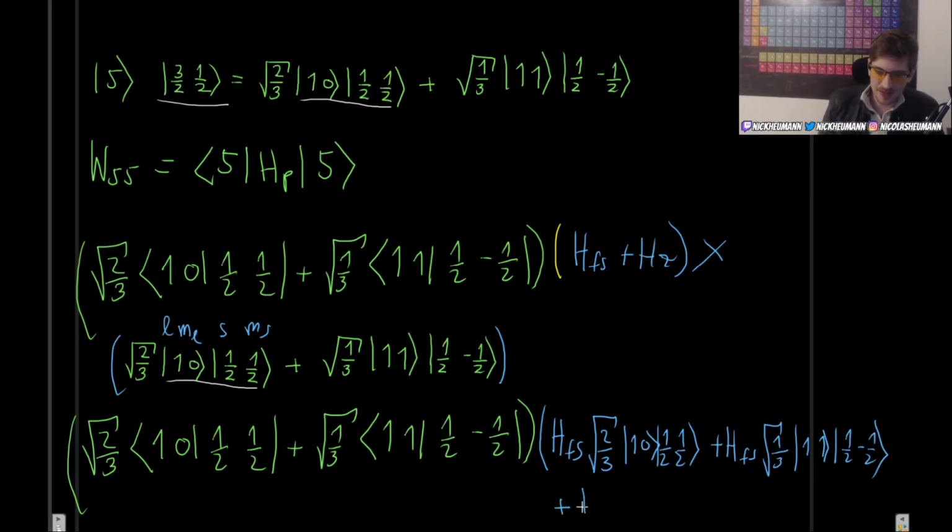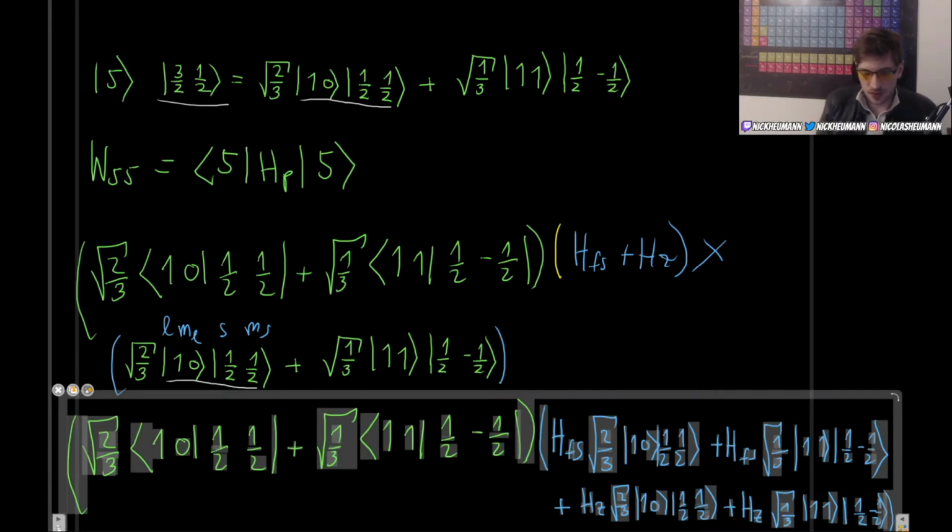So now we get the Zeeman Hamiltonian times the first part: square root of 2/3, 1, 0, 1/2, 1/2, plus the Zeeman part times square root of 1/3, 1, 1, 1/2, and then minus 1/2. Yes. All right. So this is what we are now dealing with. So let's go to a new page.